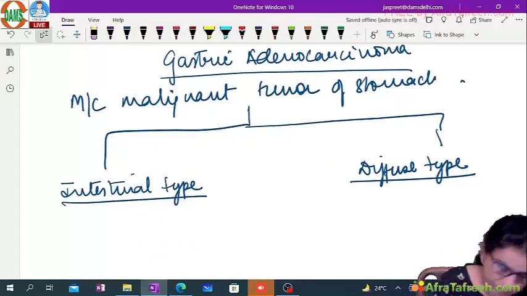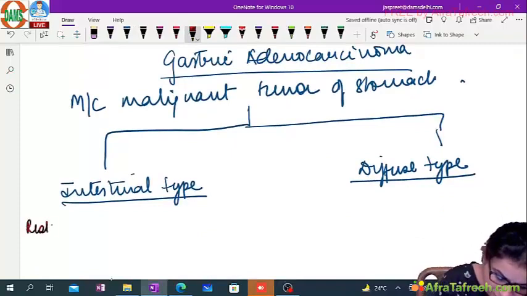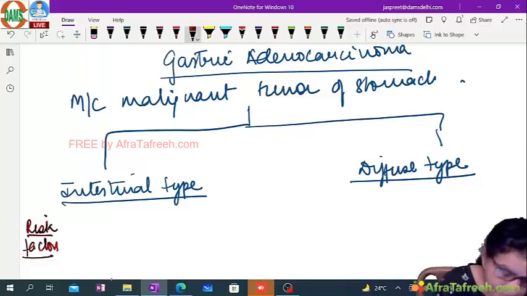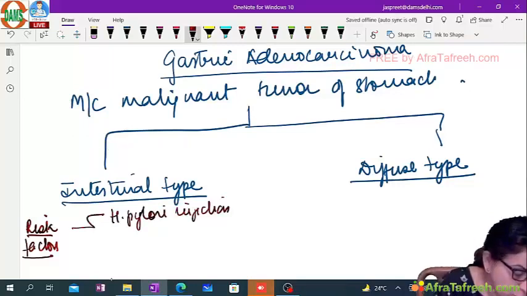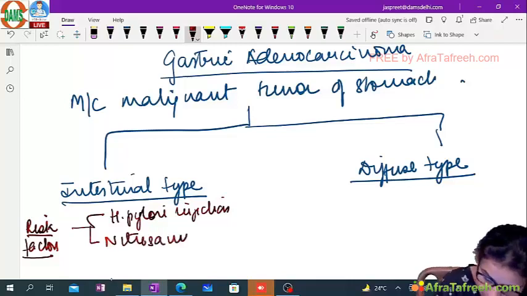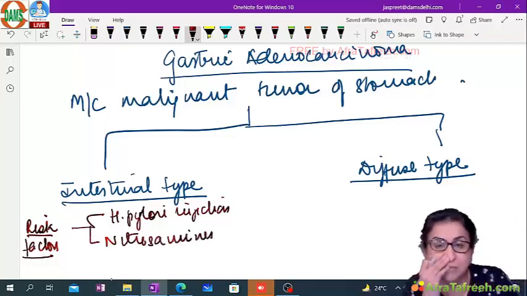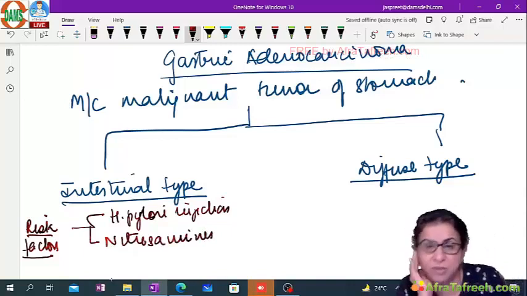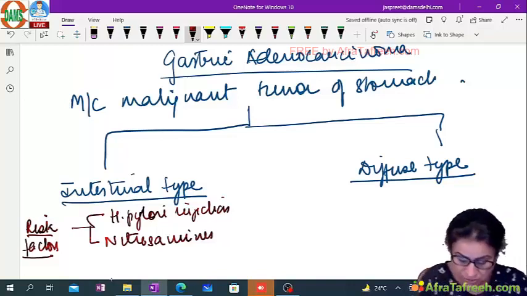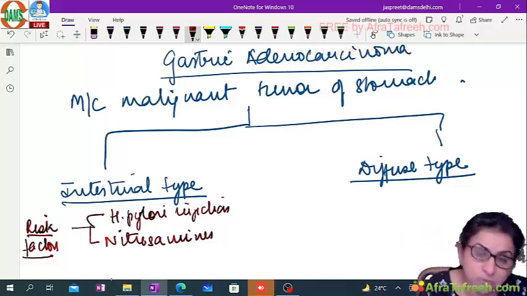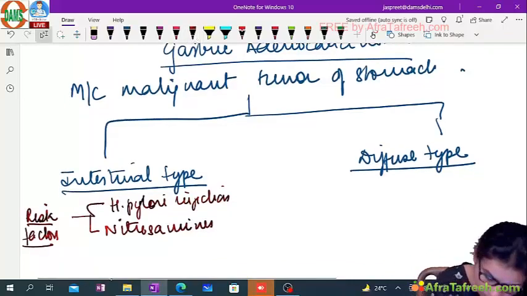Intestinal type, risk factors. Risk factors for intestinal type are very important. The first is H. pylori infection. Second, nitrosamines in the diet. If you remember in the neoplasia chapter, in carcinogens, we talked about nitrosamines leading to gastric cancer. Nitrosamines are found in smoked foods. Third, tobacco.